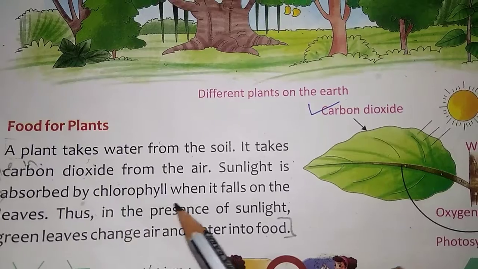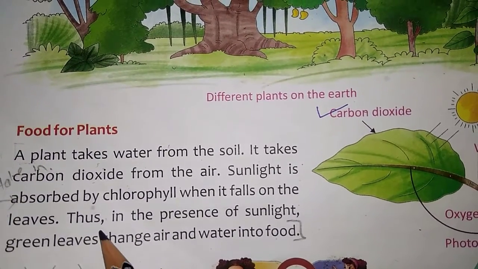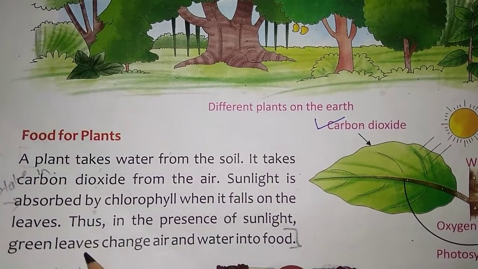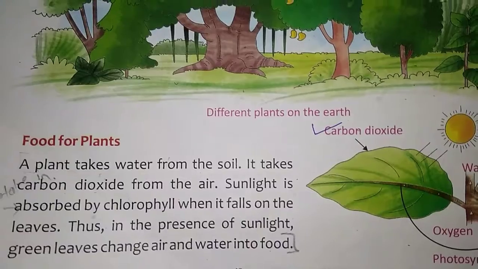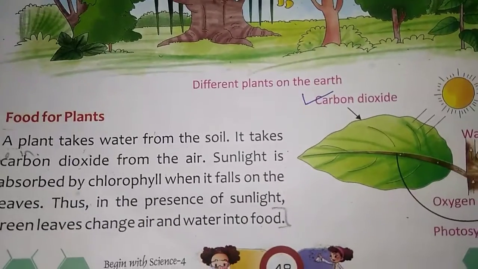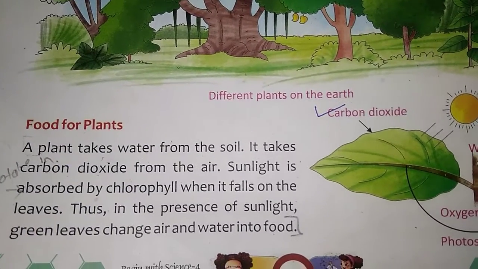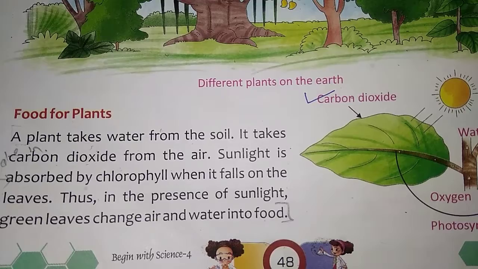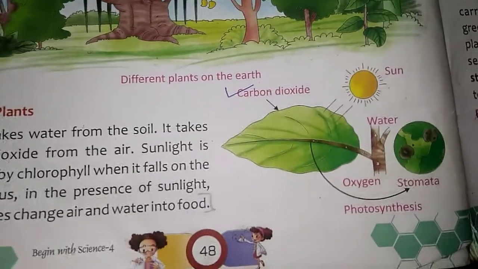Sunlight is absorbed by the chlorophyll when it falls on the leaves. Thus, in the presence of sunlight, green leaves change air and water into food. Now listen here, for the food for the plants, food means what? They will not eat chapati bhaji. They want water, carbon dioxide and sunlight to prepare their own food.